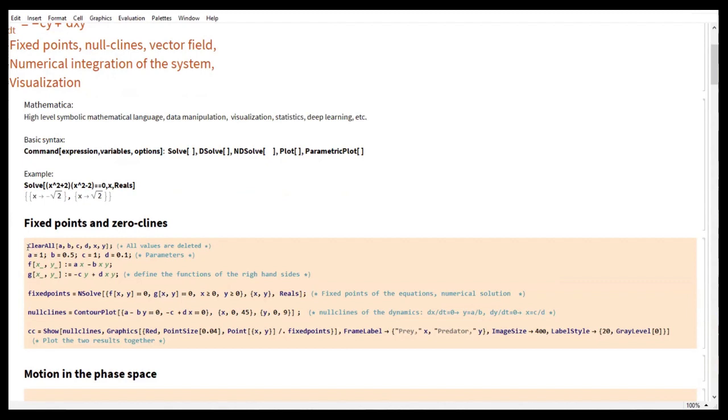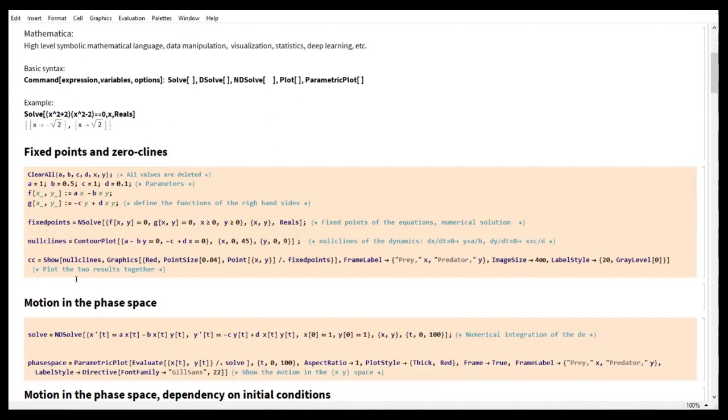So, for example, we start by clearing the values of variables and parameters. It's sometimes very helpful because Mathematica can keep some values stuck in memory, and that can cause problems in the computation. After that, we give some numerical values for the parameters like this, and then we define the 2 functions of the right-hand side. One of them is the equation of the prey, and the other is the predator. So we define the functions in this manner. Some of the syntax is not so important here.